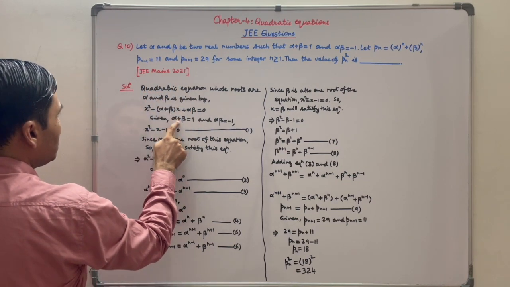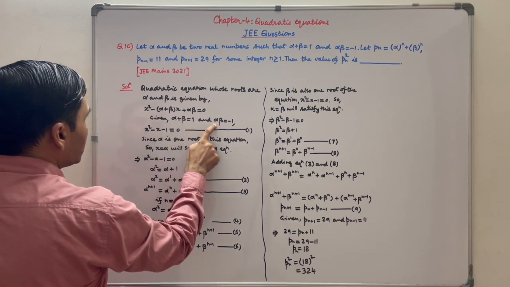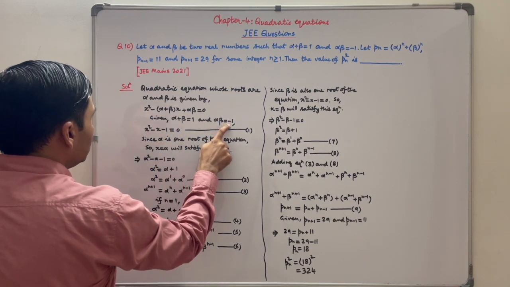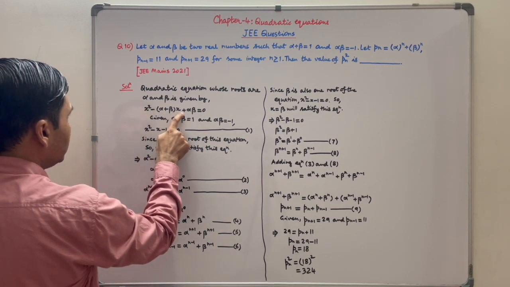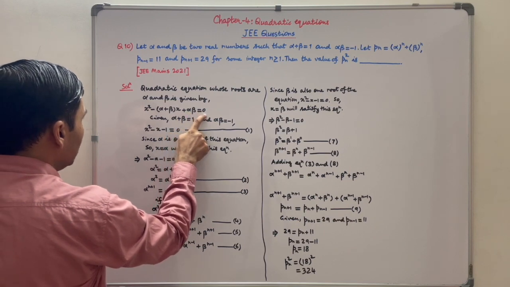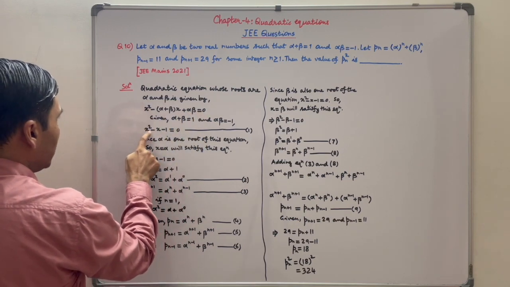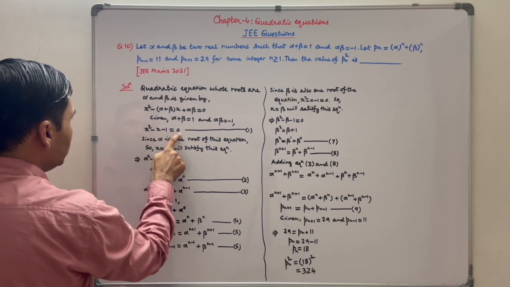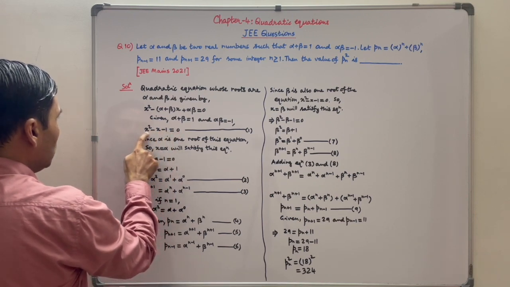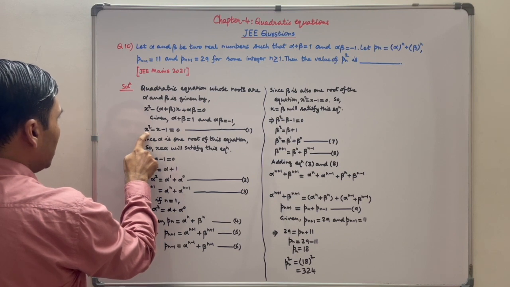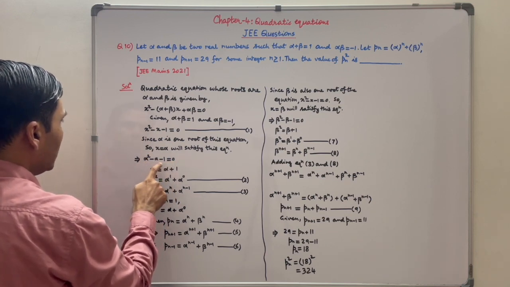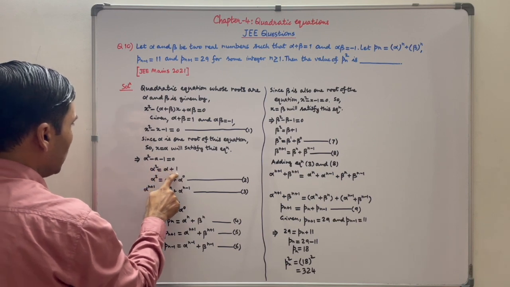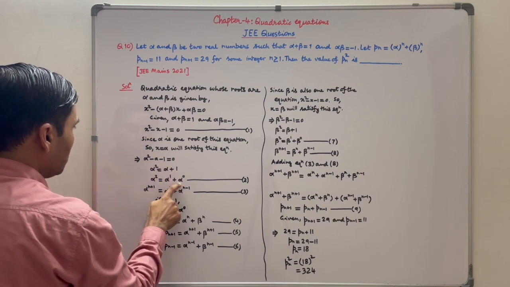It is given that sum of the roots is equal to 1 and product of the roots is equal to minus 1. So the quadratic equation will be x square minus sum of the roots into x plus product of the roots is equal to 0. So quadratic equation will be x square minus x minus 1 is equal to 0. Alpha is one root of this equation. So x is equal to alpha will satisfy this equation. So we can say that alpha square minus alpha minus 1 is equal to 0, or alpha square is equal to alpha plus 1.